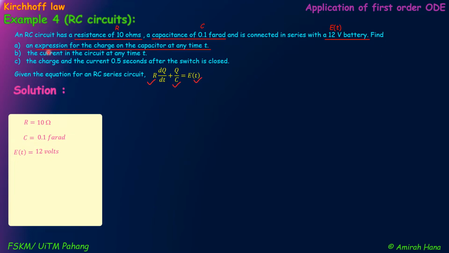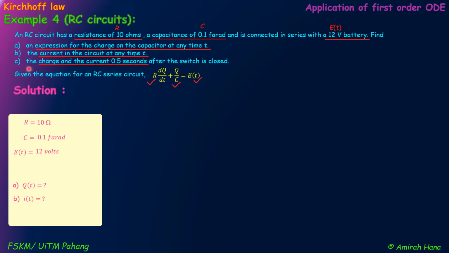Find A, an expression for the charge on the capacitor at any time t. So we can write here A, q(t) equals question mark. We want to find q, which is the charge at any time t, or in terms of t. And then B, the current in the circuit at any time t. So we write B, i(t) equals question mark. I means current, and at any time t means in terms of t.